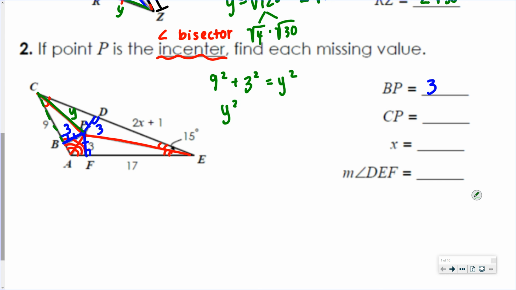All right, 9 squared plus 3 squared is 90. So again, I have something that's not a perfect square. The square root of 90. Perfect square that goes into 90 is 9 times 10. So that simplified radical would be 3 root 10.